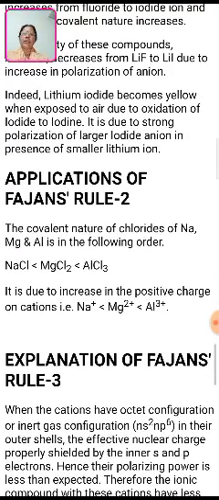Now the application number 2 of Fajans rule. Number 2, the covalent nature of chlorides of sodium, magnesium and aluminum is in the following order: NaCl is less than magnesium chloride, less than aluminum trichloride. It is due to increase in the positive charge of the cation, Na plus is less than magnesium 2 plus, which is less than aluminum 3 plus.